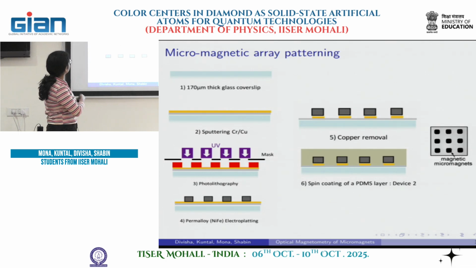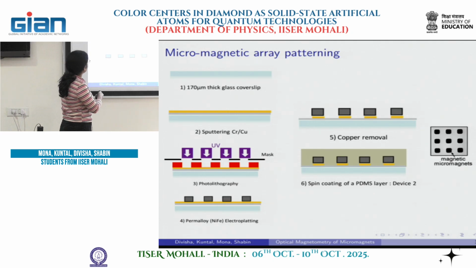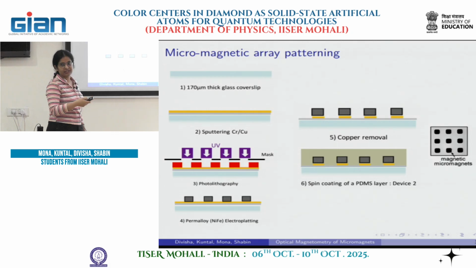So in this case, let us suppose this is my mask, I expose the UV radiation. Because these regions are exposed to UV, when I put it in the developer, this resist will dissolve easily, and after then when I sputter the magnetic material, in this case an alloy of nickel and iron, which is called permalloy, it will deposit here.